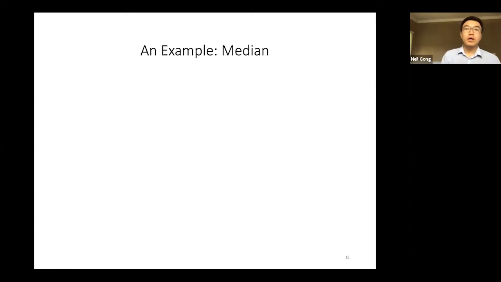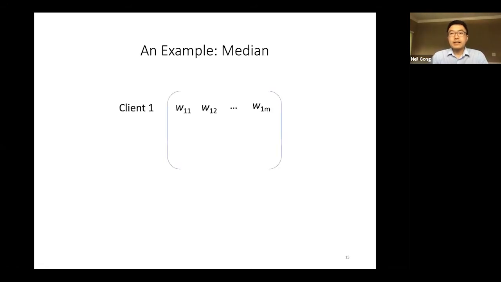Next, I will use median as an example to illustrate how a Byzantine-robust aggregation rule works. Suppose each local or global model has n parameters, and these are the n parameters of client 1's local model in some iteration. And these are the n parameters of client 2's local model in some iteration. And these are the n parameters of client n's local model. These n local models are sent to the server, and the server aggregates them to obtain a global model.